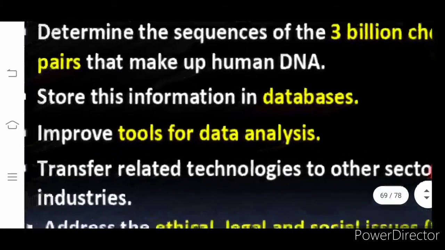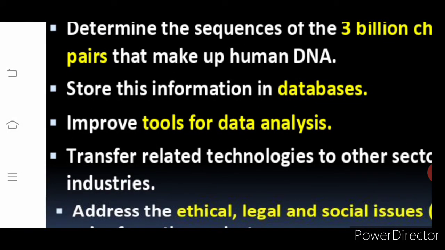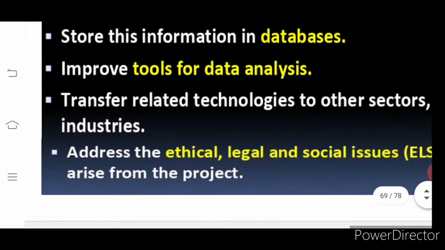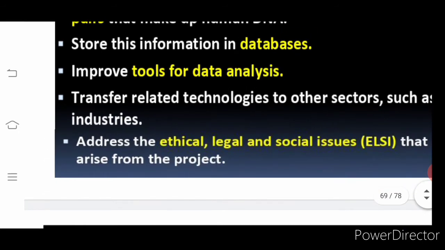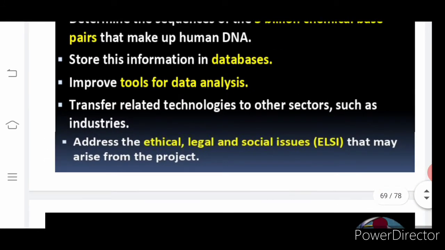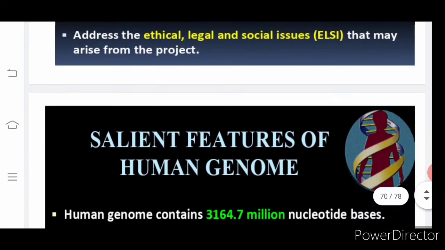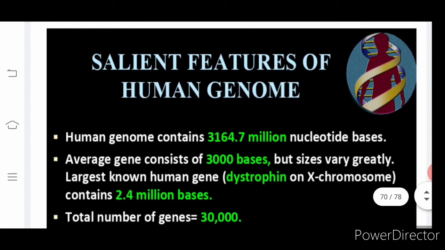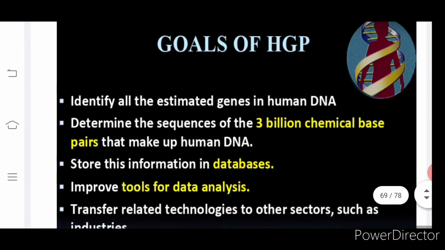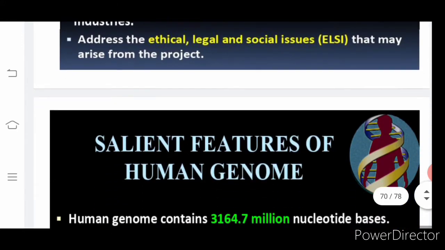Everything is computed. Whatever information about human DNA is taken is fed into the computer, which forms the database for us. The goals also include improving tools for data analysis, transfer of related technologies to other sectors and certain industries producing medicine, and addressing the ethical, legal and social issues that may arise from the project. That is a major goal of the Human Genome Project.